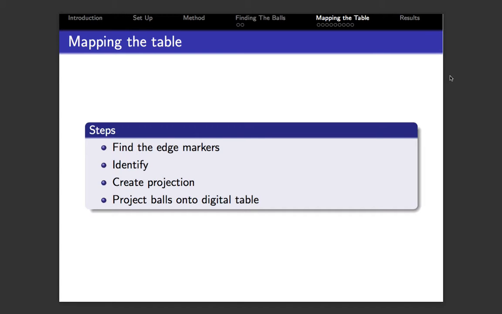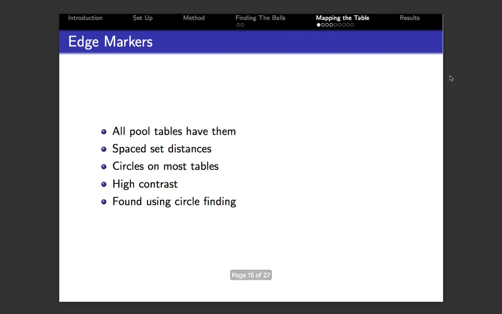And we're doing that by finding those edge markers I was talking about earlier, the circular white marks on the bumpers. So all pool tables have them. They're spaced set distances apart. Most tables, they're circles. They're really high contrast, and so that makes it really easy to find them using the circle finding algorithms in MATLAB.